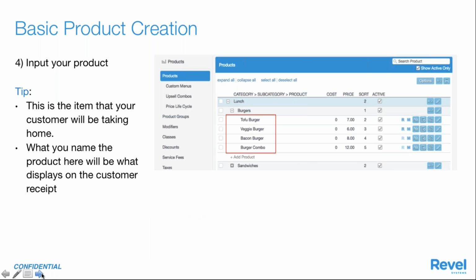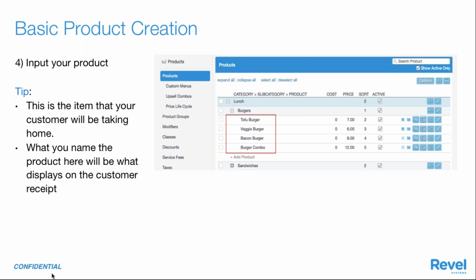The last step is building out the actual products. So here you can see a list of different products that I've added under my burgers. So I have the tofu burger, veggie burger, bacon burger, and burger combo. This is the name of the item that the customer is actually taking home, so it's whatever they're purchasing.